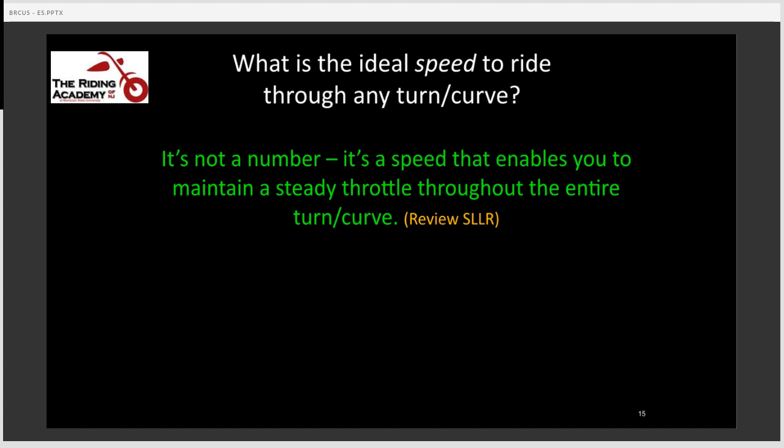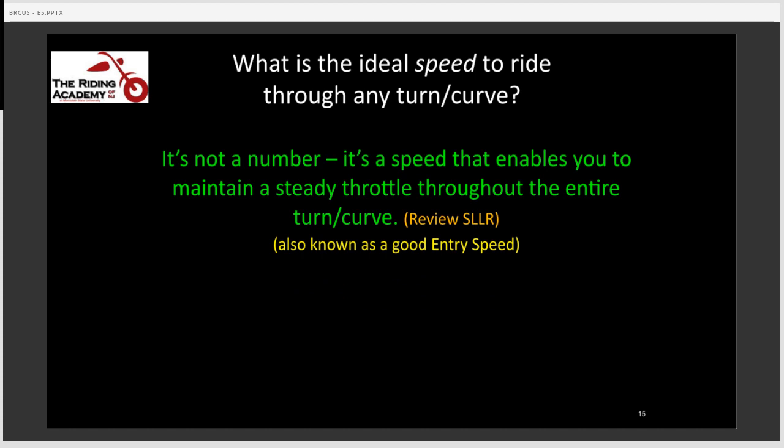As we approach the curve, we slow down well before the entrance of the curve by using the brakes. Then just before we get into the curve, we roll the throttle just a little bit to level off the weight, and you maintain that steady throttle all the way through the turn. We call that a good entry speed.